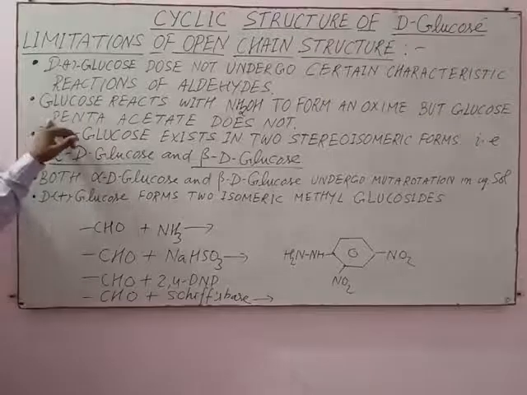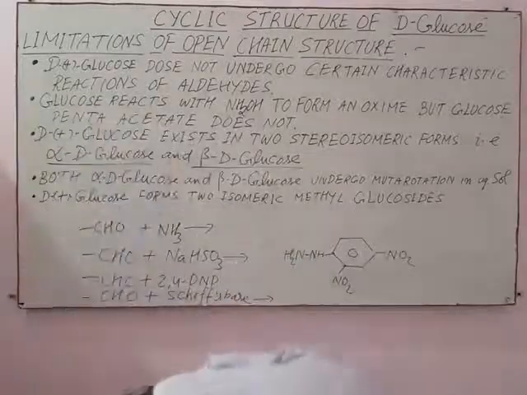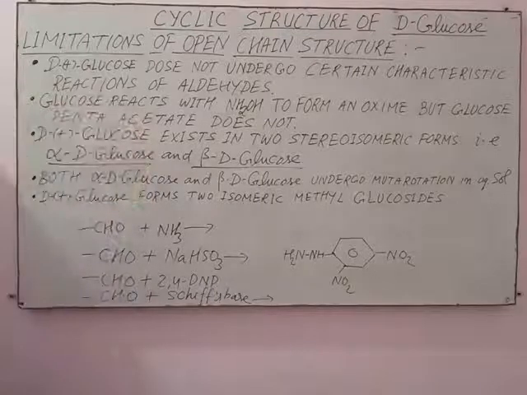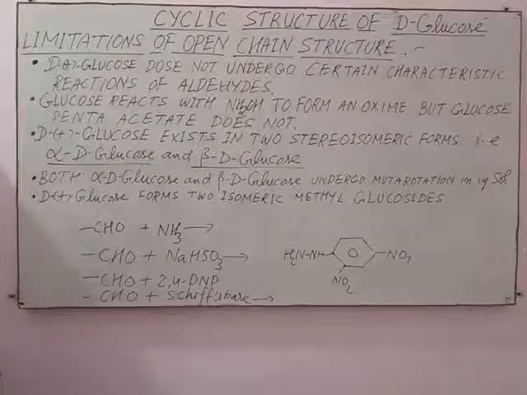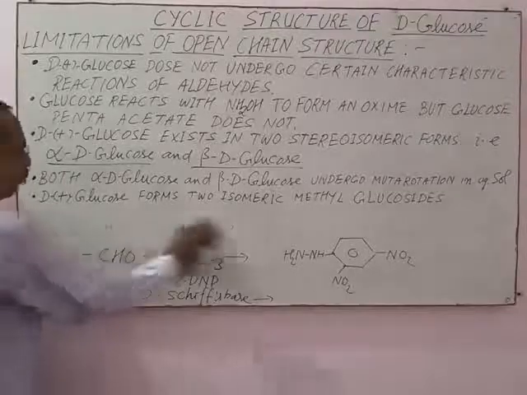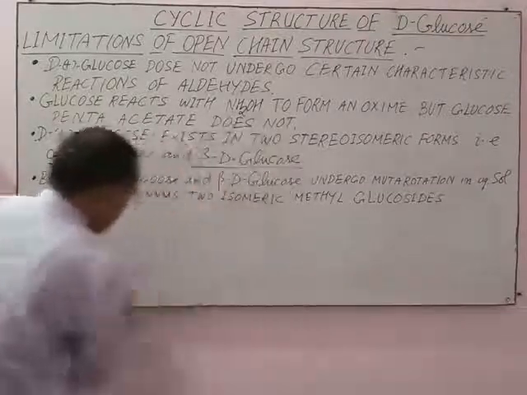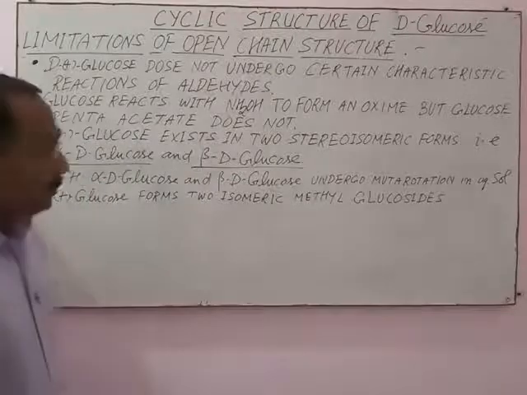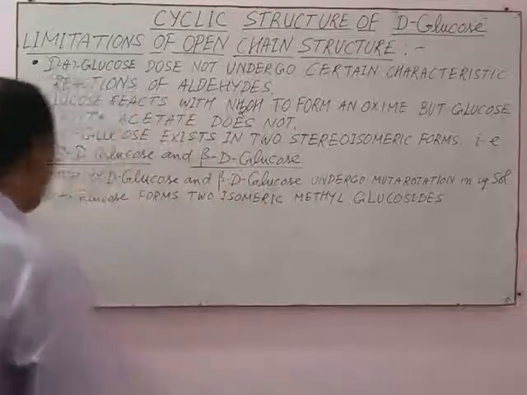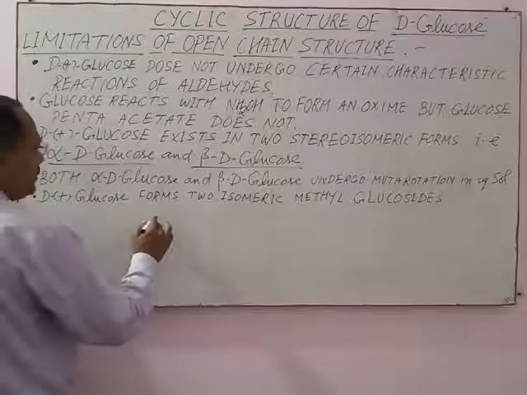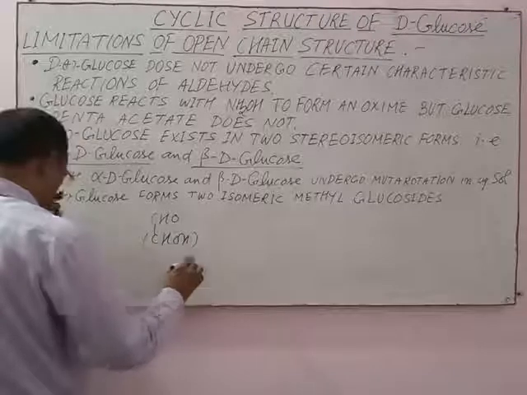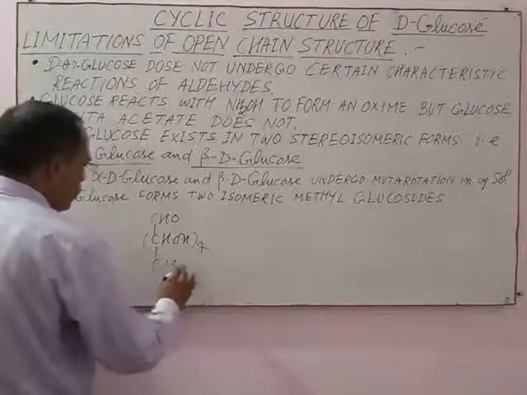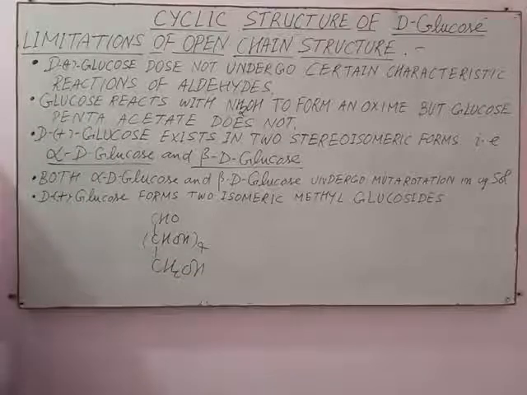Next, glucose reacts with hydroxylamine. Glucose reacts with hydroxylamine to form an oxime, but glucose pentaacetate does not. This is the second limitation of the open chain structure of glucose. Free glucose, meaning the open chain form of glucose, is written as CHO, CHOH, CH2OH. This is the open chain structure of glucose.